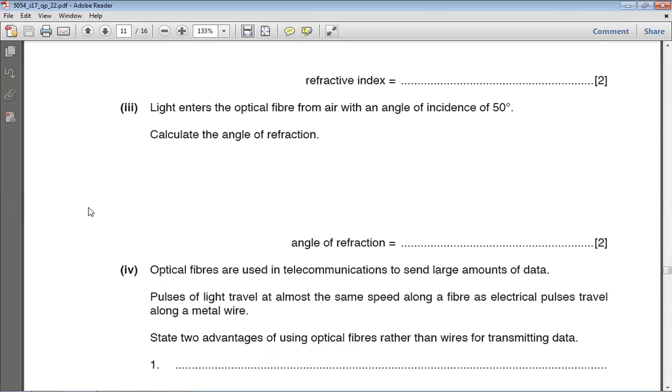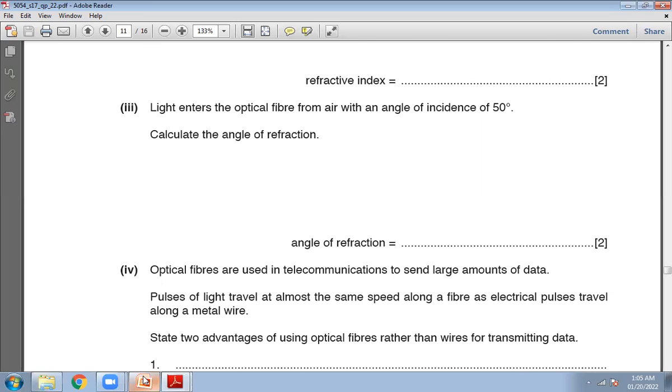The angle which is formed in the rarer medium is always put in the numerator. So n is equal to sine i divided by sine r. So the n value is 1.4, the sine i, sine 50, divided by sine r. So we will find the value of r by this formula. Let me show you how this is done. This is a 2 marks numerical.